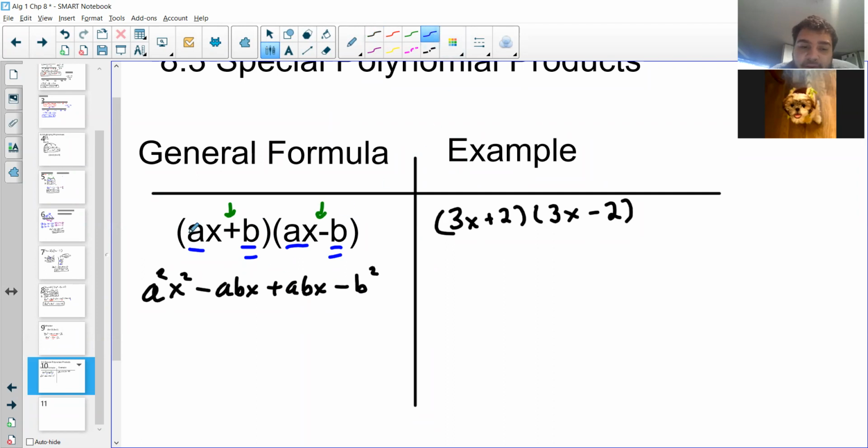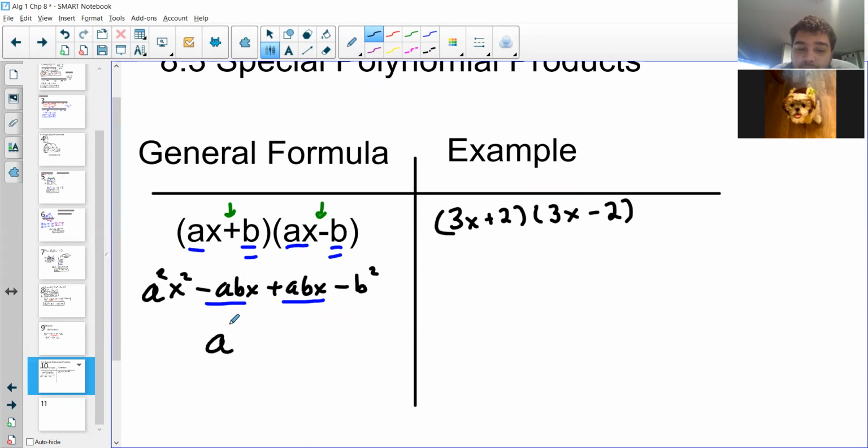Now, like I talked about, the first term and the last term usually is its own independent. But here we have similar terms, negative ABX and positive ABX. This is a negative 1 ABX. This is a positive ABX. These cancel out. So your final result.